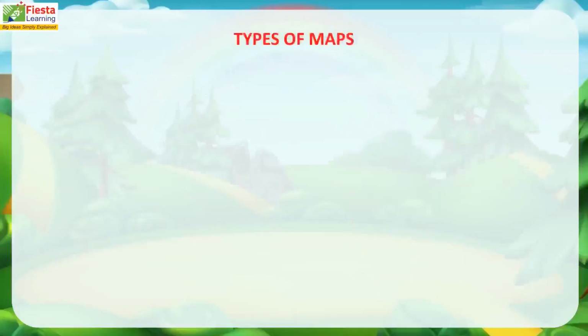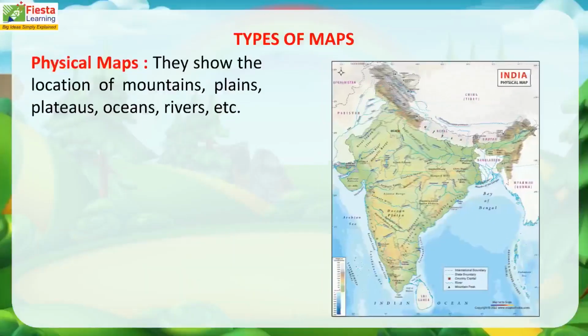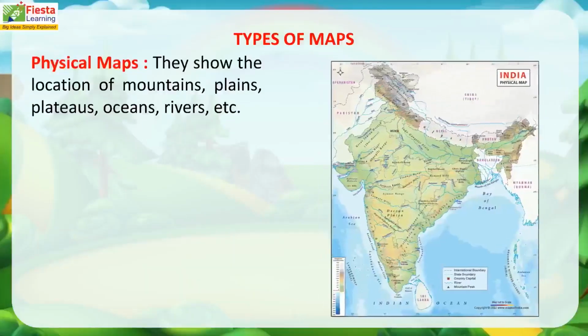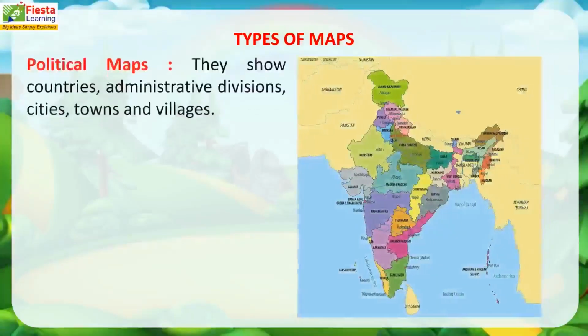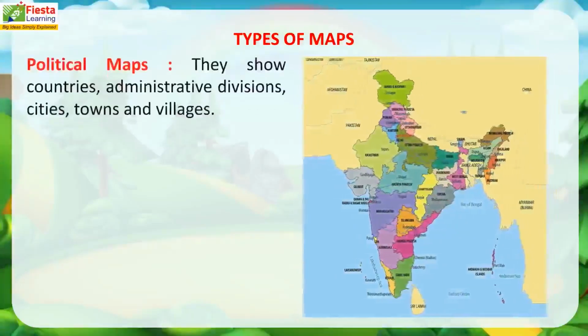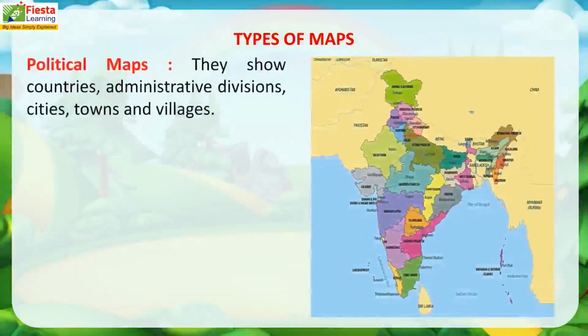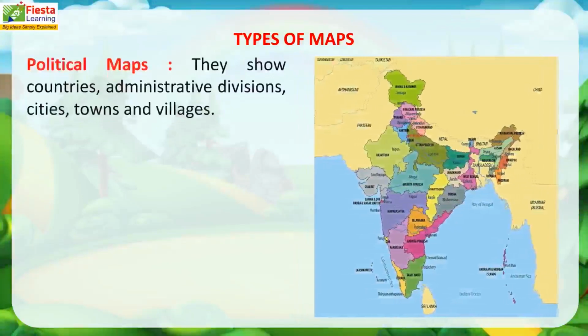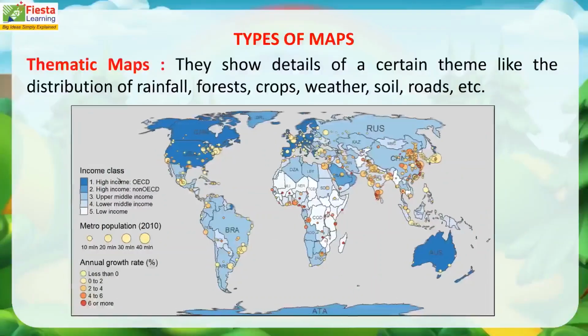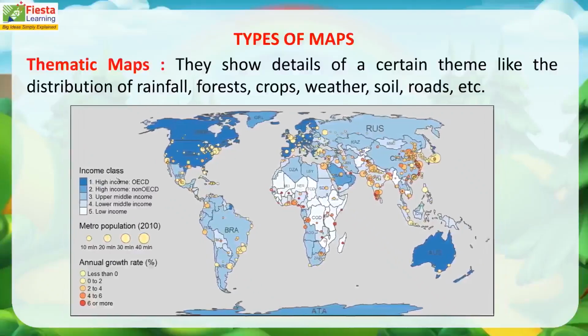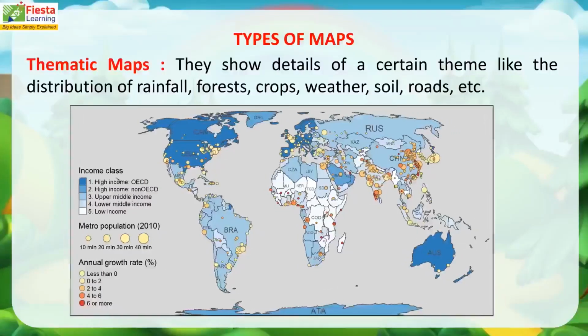Types of maps. Physical maps. They show the location of mountains, plains, plateaus, oceans, rivers, etc. Political maps. They show countries, administrative divisions, cities, towns, and villages. Thematic maps. They show details of a certain theme like the distribution of rainfall, forests, crops, weather, soil, roads, etc.